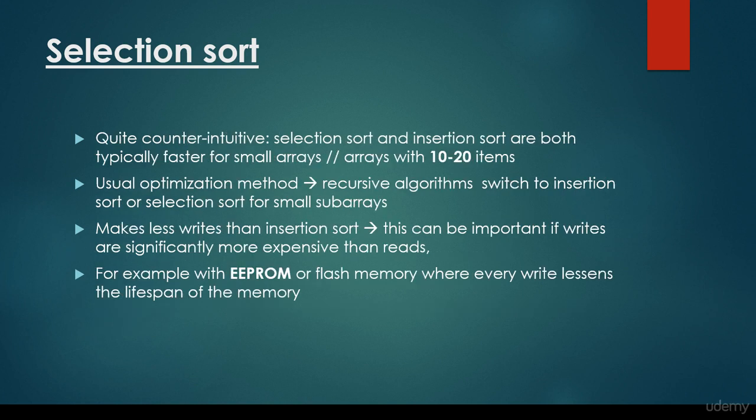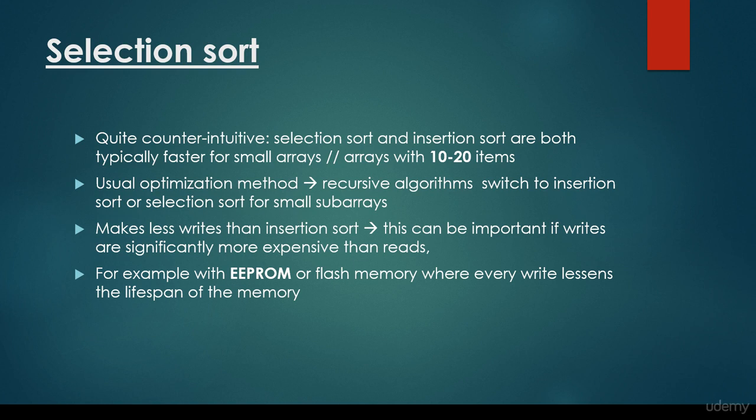Okay. And it's quite counterintuitive because selection sort or insertion sort are both typically faster for small subarrays, so arrays with 10 to 20 items. So these sorting algorithms, I mean selection sort and insertion sort, can do even better on these small arrays than quicksort or merge sort. So it is a usual optimization technique that recursive algorithms switch to insertion sort or selection sort for small subarrays. This is how merge sort works, this is how quicksort works.